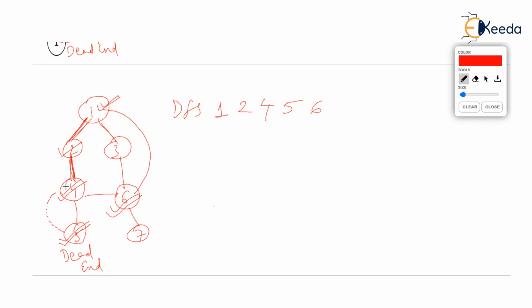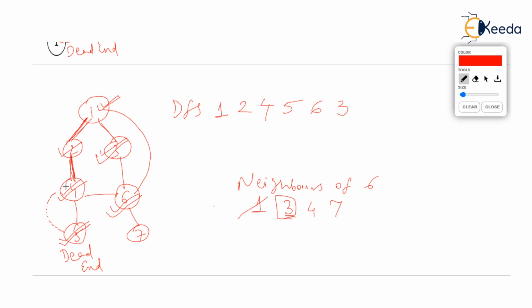Once at 6, 6 will take you to 3. Properly reading it, neighbors of 6 are 1, 3, 4, 7. 1 is visited, 3 is not visited. So we will visit 3 and mark it as visited.